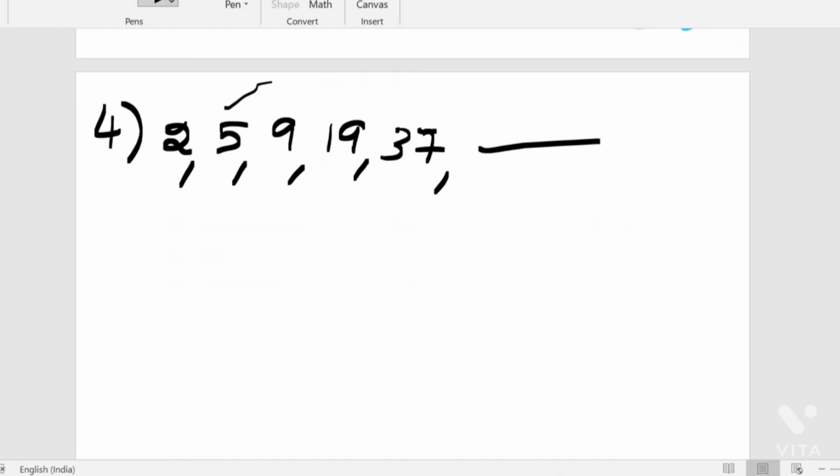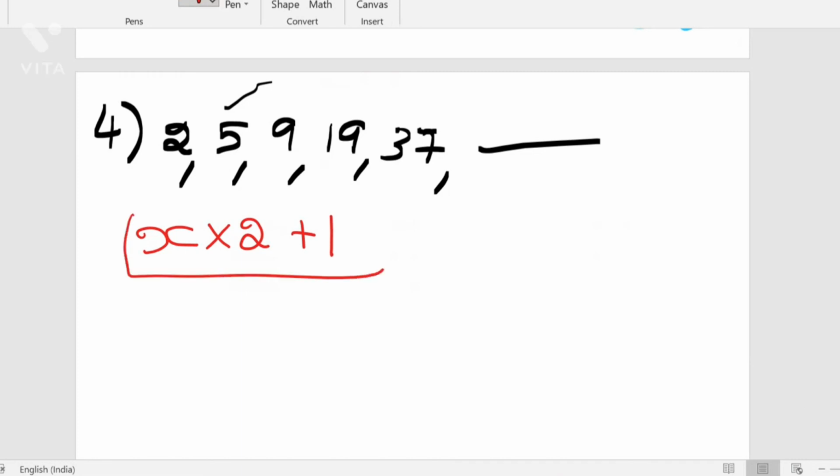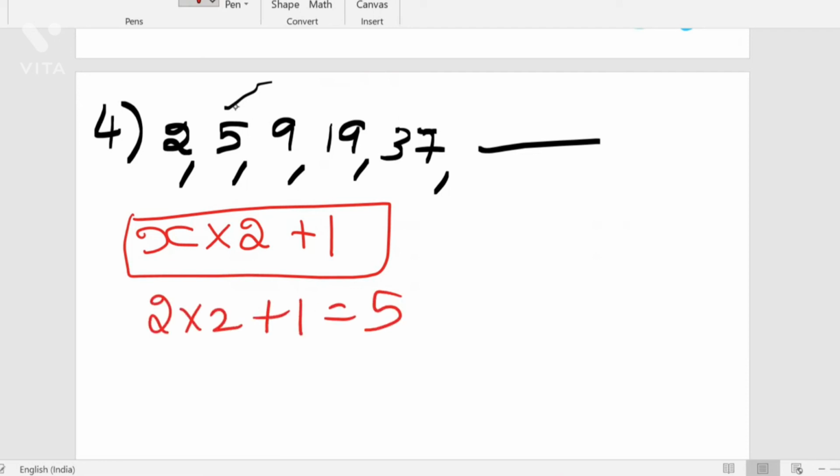So we have to think something is getting multiplied. I use a different color. Here the pattern is x into 2 plus 1. Can we apply this formula? X into 2, where X means the given number into 2, and to that number you should add 1. We'll try now. The first number is 2. 2 into 2 plus 1. So what is the answer? 5, you got. This is right.